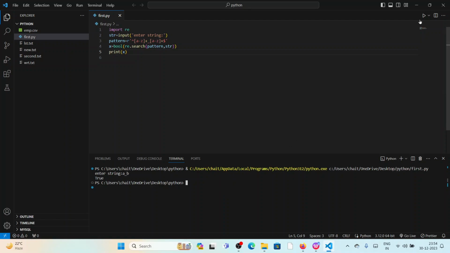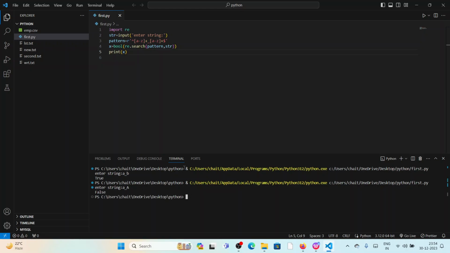Suppose you write capital letters, observe here: a underscore capital A, false, because it only allows lowercase letters. A to Z plus means lowercase letters. You can write it like this also, ab underscore ab.